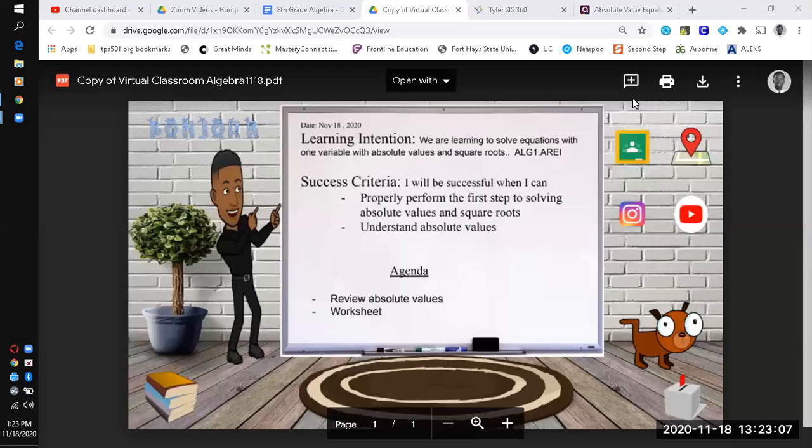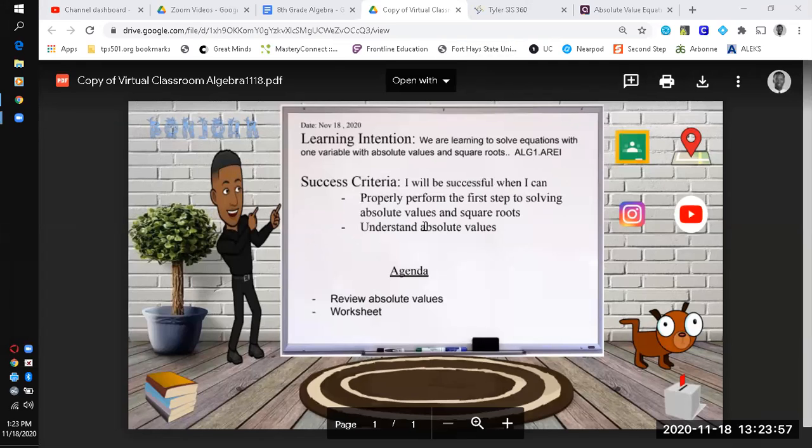And go. All right, so for today's class, we're still looking at solving equations with one variable with absolute values. Yesterday we talked about square roots. Today we're going to talk more about absolute values. Our success criteria states that I will be successful when I can properly perform the first step to solving absolute values and then also understand the whole idea when it comes to absolute values.